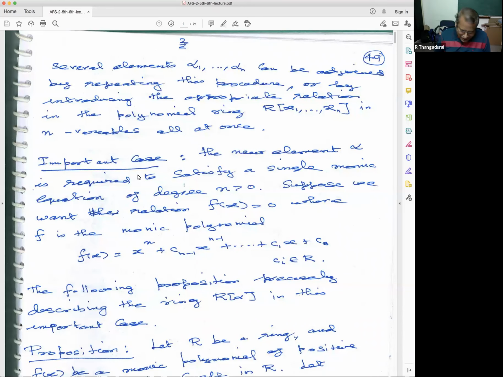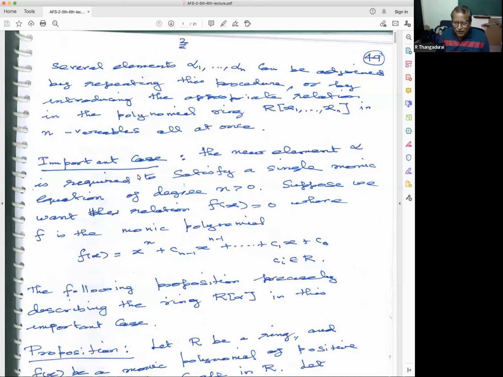Okay, let me start. Last class, what we were looking at is: R is a ring and alpha, we are adjoining a new element alpha to R, where alpha satisfies some relation over R. The same thing we can do for finitely many more elements.